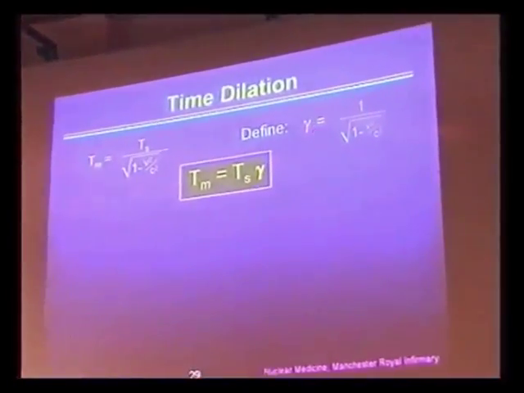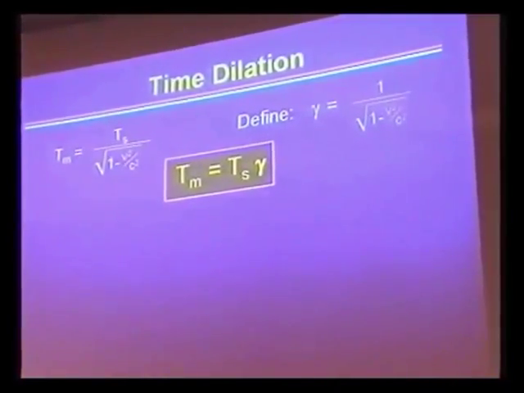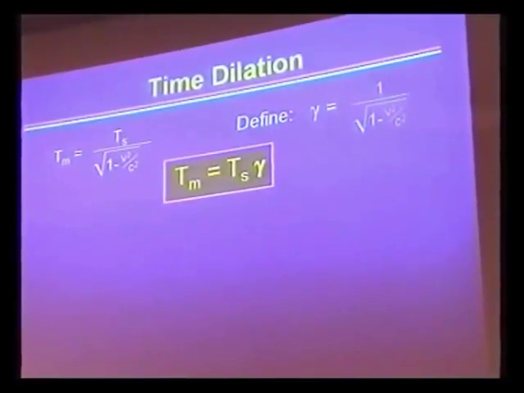We usually define the quantity gamma to be 1 over the square root of 1 minus v squared over c squared. That will crop up in several slides. We're going to use gamma several times. And if we rewrite it like that, we've got tm, the time for one tick of the moving mirror, is equal to ts, the time for one tick of the stationary mirror, multiplied by this number gamma.